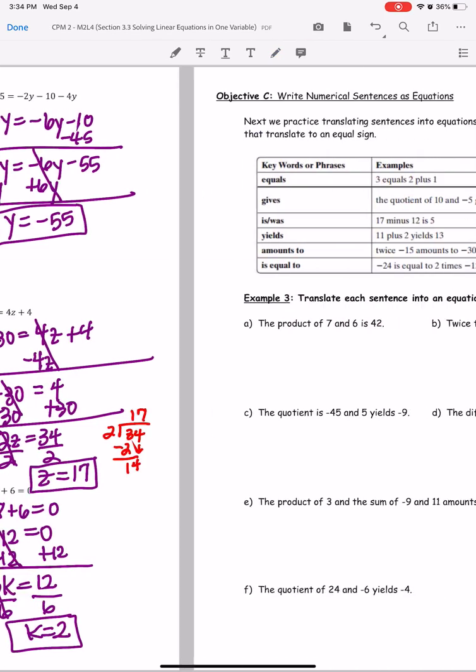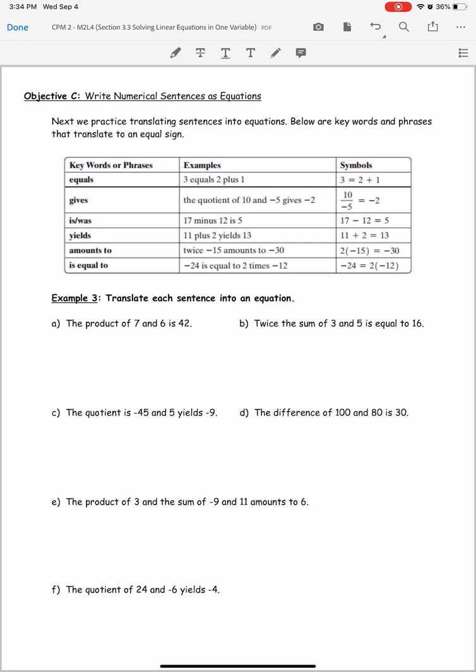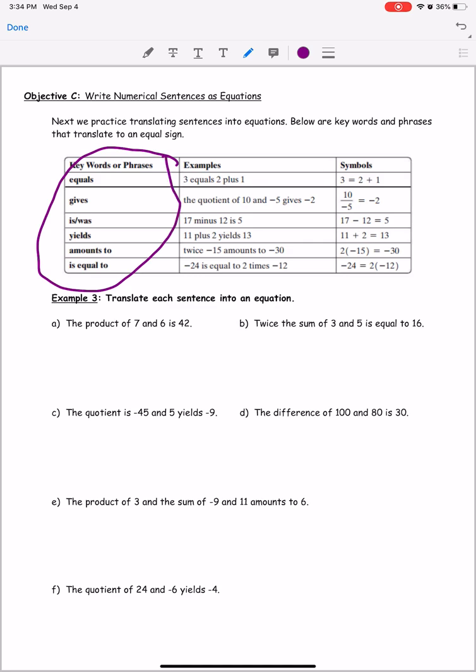All right, let's kind of switch gears on this last page. Now we're going to write numerical sentences as equations. This is really getting us set up for what we're going to do next lesson. The nice thing about these is you can check these all. I didn't put the keywords again in for adding, subtracting, multiplying, and dividing. But I did put your keywords in for equals. Up until this point, we've only done expressions, but now we have equations, which means we need an equal sign in there somewhere. So when you see equals, gives, is or was, yields, amounts to, or is equal to, that's where your equal sign goes.